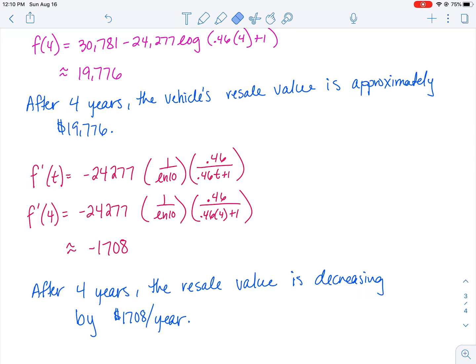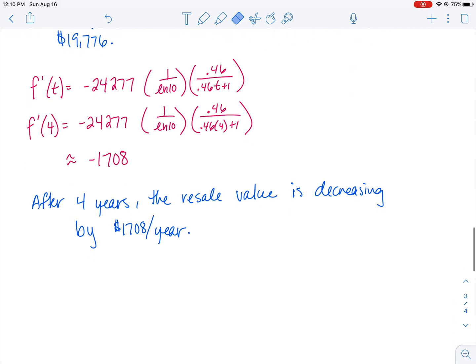Now you notice that I didn't say decreasing and then put a negative in my number. We normally take out the negative and use the word decreasing. So it decreases by 1,708. We don't say it decreases by a negative 1,708. So be careful with that. And then make sure that you use the correct wording where you're saying the resale value decreases, okay?